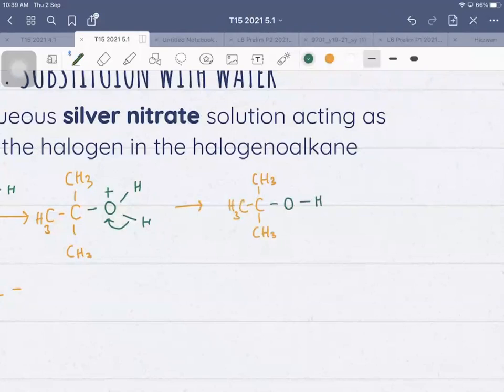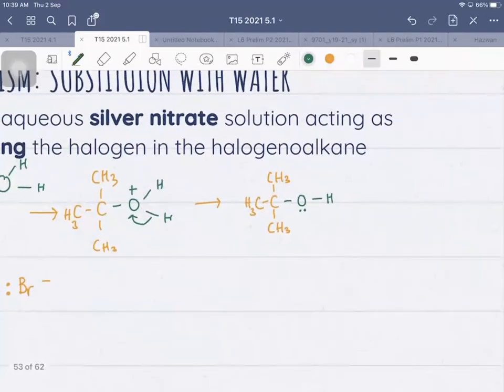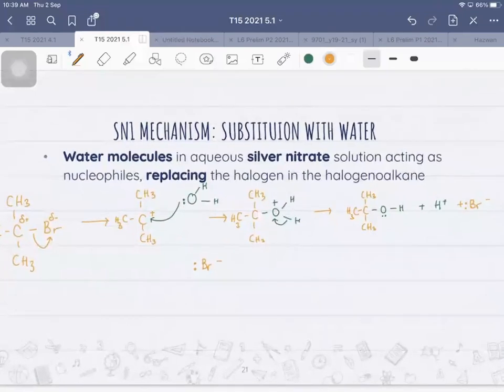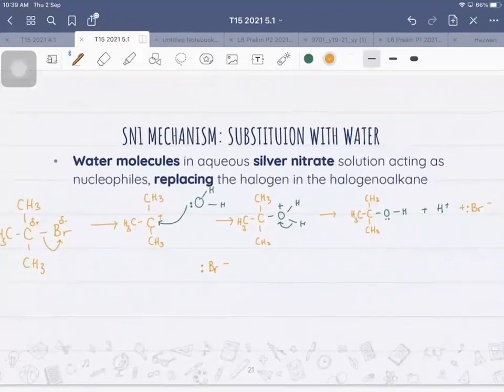OH, and then there's a lone pair there, okay? So your hydrogen, because it didn't get the electrons, it becomes H plus, and the other product is your bromide ion. So you form a HBr. Okay, so this is the mechanism of SN1, which is pretty similar to the mechanism of ammonia, except this time the lone pair is sitting on the oxygen, whereas in ammonia, the lone pair is sitting on the nitrogen.